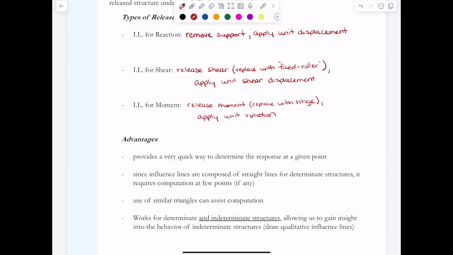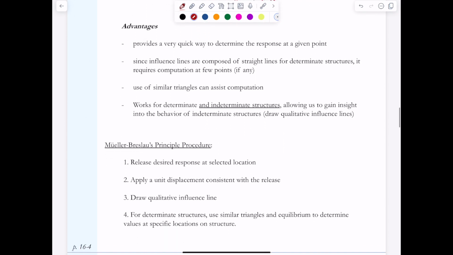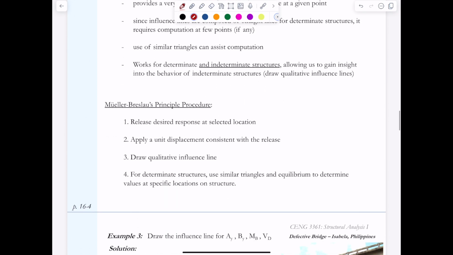The real advantage of the principle is that it provides a very quick way to determine the influence lines at a given point. Since for determinate structures the influence lines are straight lines, it requires little computation, and we can also use similar triangles to help us. So what does this look like in real life?